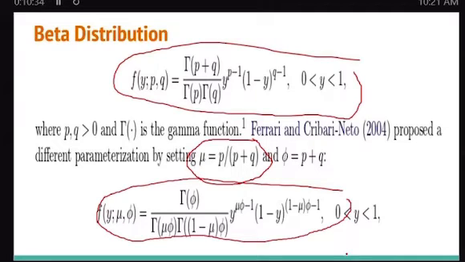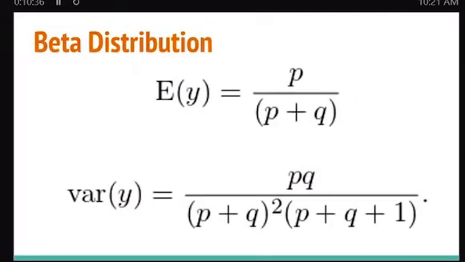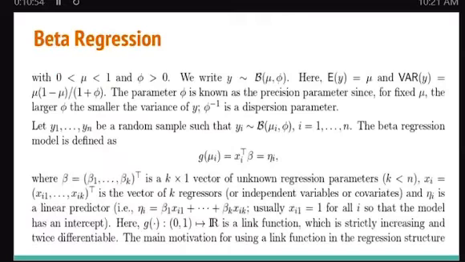Now take a look at this. For you to understand what I mean, according to the distribution, the expected value of y is equal to that, which is the mu, and this is the variance of the distribution. We're focusing on the beta distribution now. Now, going into the beta regression model, what we want to do is focus on mu and phi.